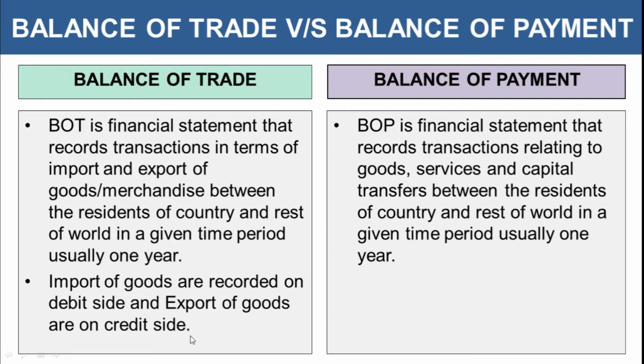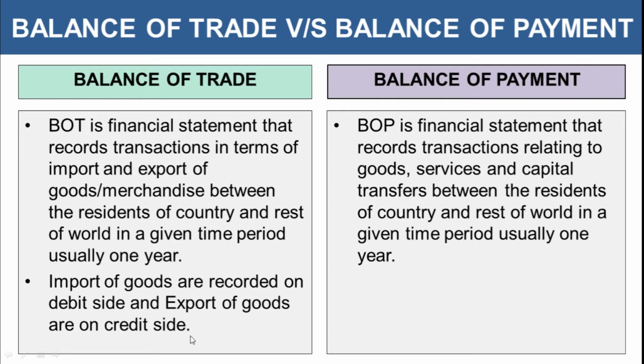However, when import of goods happens, we are making a cash outflow. Cash is going out from our economy, and that is recorded on the debit side. And whenever we are making export of goods, which means that we are transferring goods from our country to another country, that would be recorded on the credit side.